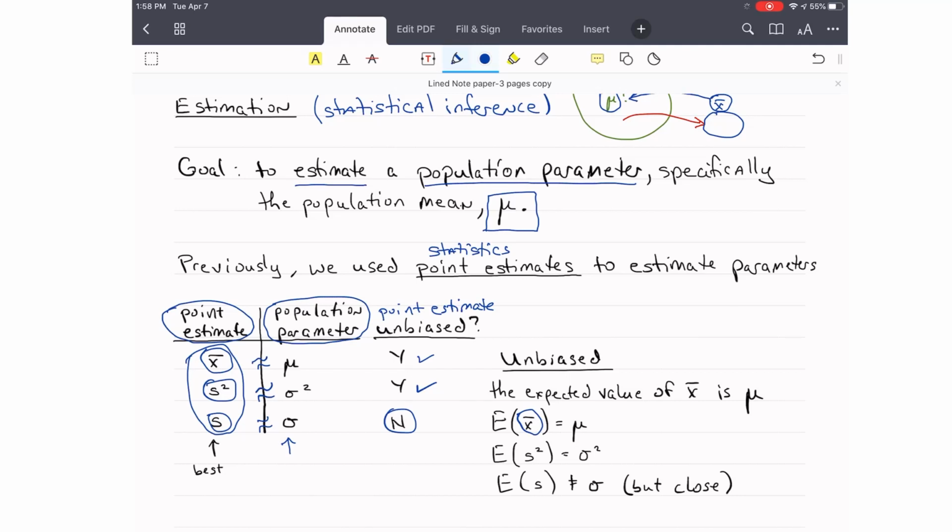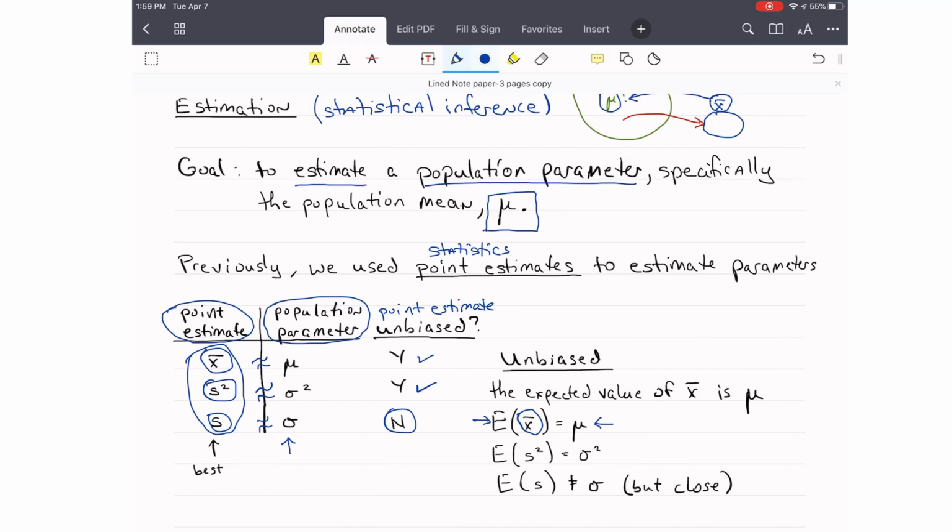Well, it turns out that if we take the expected value or the mean of the population of x bar, that is equal to mu, the population mean of the data that we started with. So we start with this population, this data, and we take a sample and we calculate x bar.